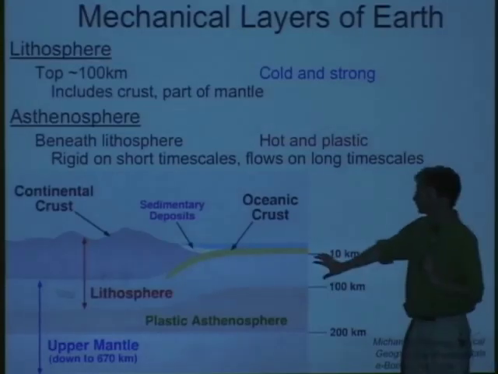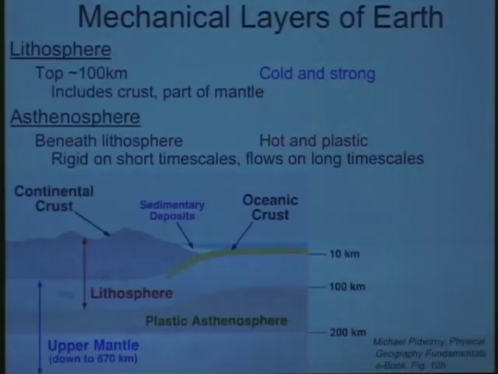The top 100 kilometers or so of the Earth is what we call lithosphere, lithos being like rock. And that part of the Earth is essentially rigid. It doesn't flow very easily. It's like what you would expect a rock to do. It can break, it can fracture, but it won't flow.